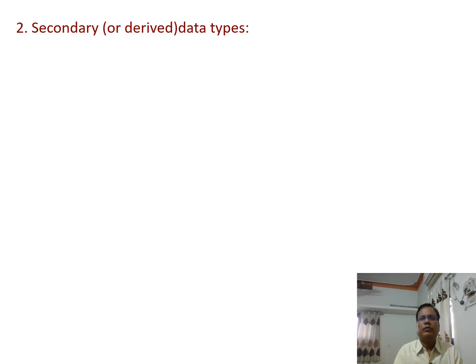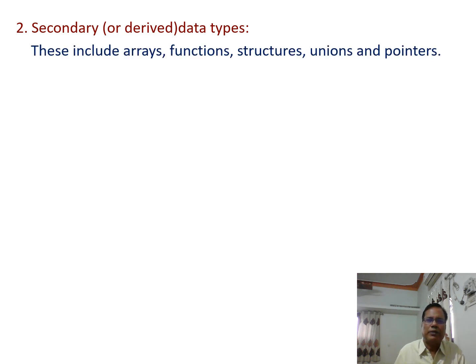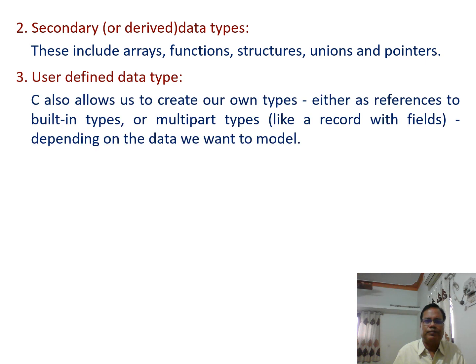Hello friends, we have already discussed primary or fundamental data types. The second one is the secondary or derived data types. These include arrays, functions, structures, unions and pointers. The third type is the user defined data type.